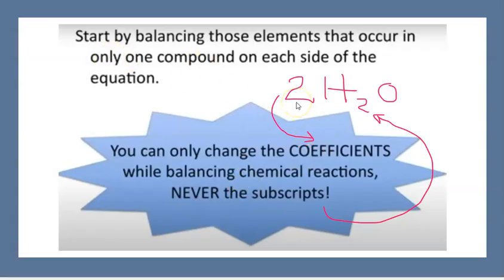What is important? Well, the numbers that you have in front of the substances are the coefficients. They can be changed in order to balance the chemical equation, but the subscripts indicate the number of atoms of each type in the compound. They cannot be changed.